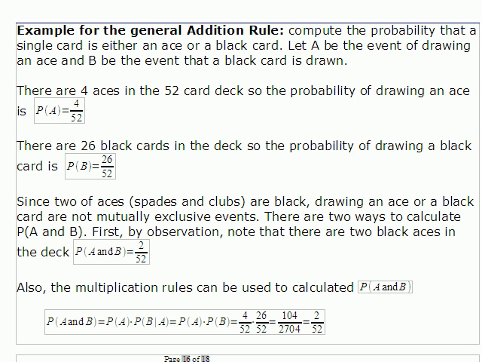Now here's an example for that general addition rule. We're going to compute the probability that the single card that we draw from the deck is either an ace or a black card, or it could be both. So A is going to be the event of drawing an ace, B is the event of drawing a black card. Okay, how many aces are there in the deck? 4. So the probability of drawing the ace is 4 out of 52.